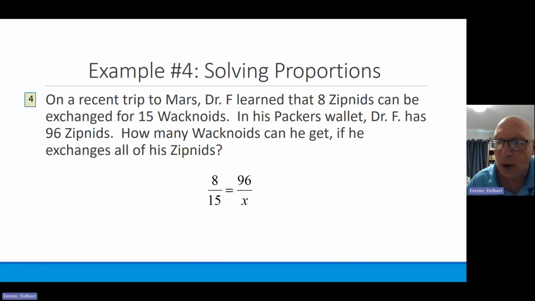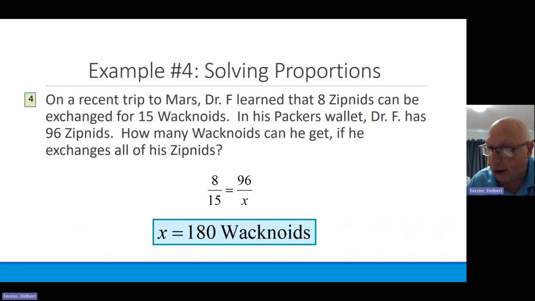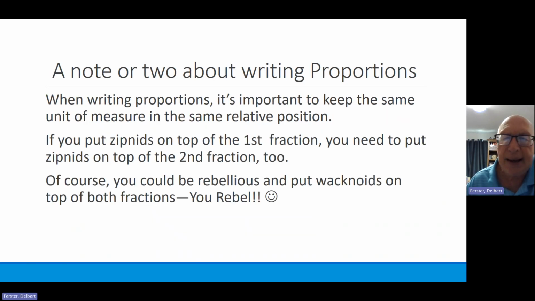Make sure you realize that on the right-hand side, then the 96 represents a zipnids number, and it's going to be the numerator on that. X is on the bottom. And if you go ahead and cross multiply, which I didn't go ahead and solve here because I figured the rest of the step by step you probably have mastered at this point in time, you would realize that if we traded in all 96 zipnids, we could get 180 whacknoids.